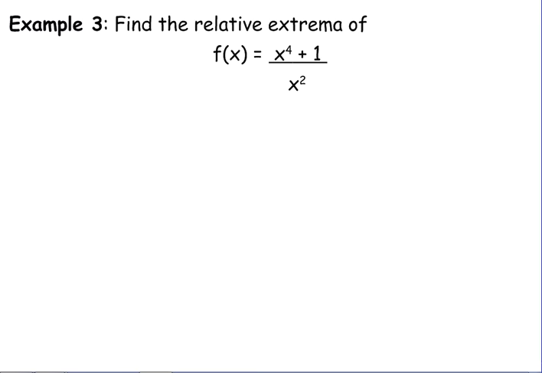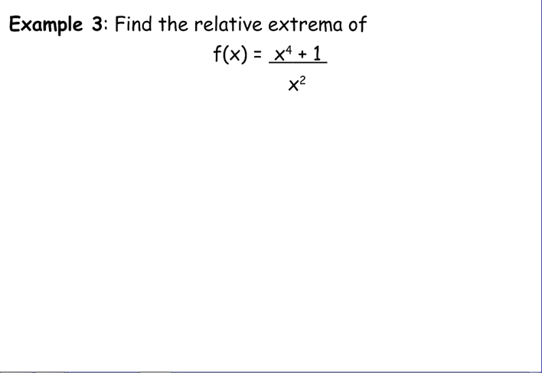Okay, let's find the relative extrema of f of x is equal to x to the fourth plus 1 over x squared. So relative extrema, we should be thinking, I got to take the derivative to find my critical numbers. Extrema, I got to have a change between increasing and decreasing or vice versa. And then I've got to plug that x value back in to get my y value.